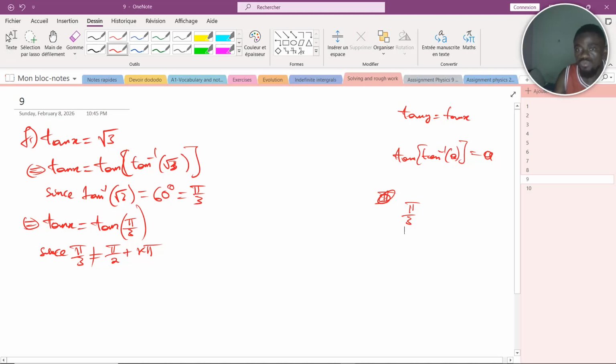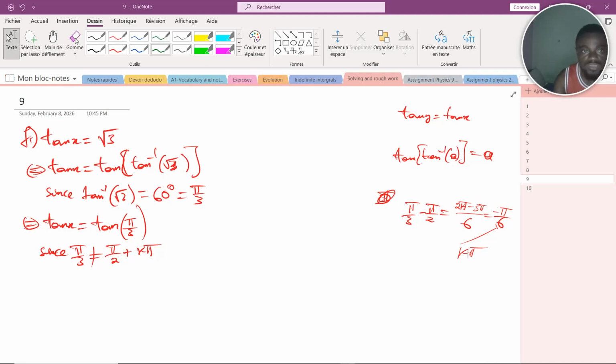Is that okay? If you do pi on 3 minus pi on 2, what do you have? You're going to have 2 pi minus 3 pi over 6. This is equal to minus pi on 6, which is not equal to k pi. Because if I bring this pi on 2 here, the difference must be equal to k pi. If it is not equal to k pi, then pi on 3 cannot be written in this form. Is that okay? So that's the simple logic.